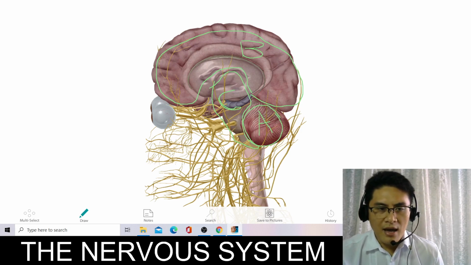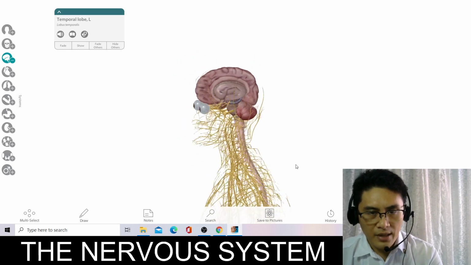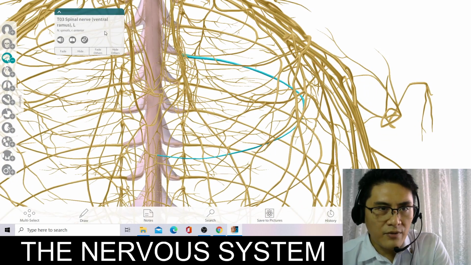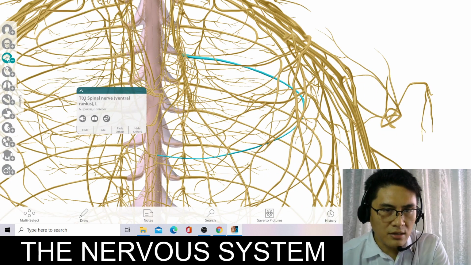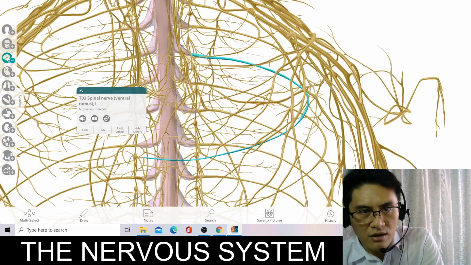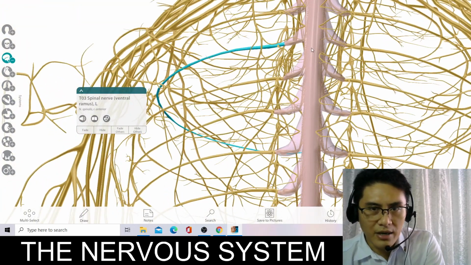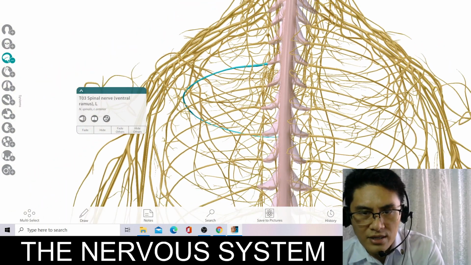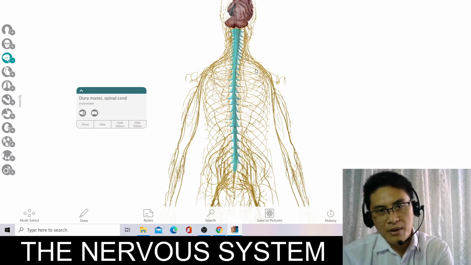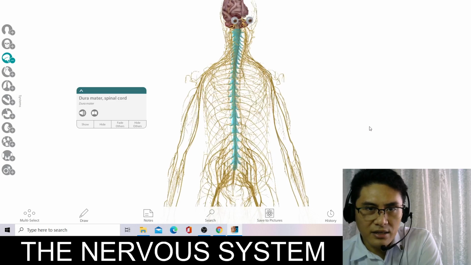Okay, and then lastly, we can also identify two types of nerves, right? So for example, zoom in to one of these nerves, this one. If you read the label here, it says T03 spinal nerve, left side. So this nerve is called a spinal nerve because it hooks up directly to the spinal cord. All the nerves from the neck down are called spinal nerves.